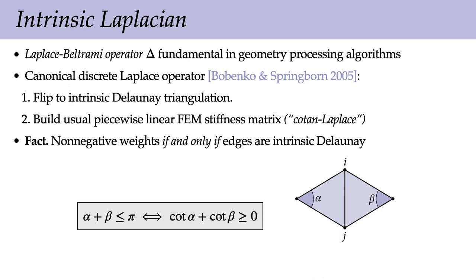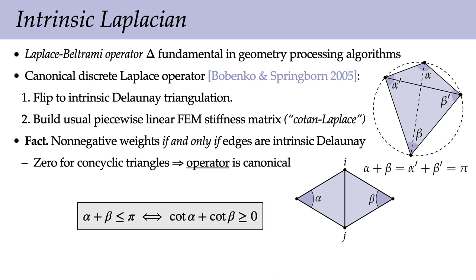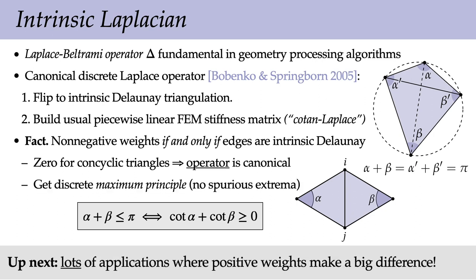An important fact is that we have non-negative cotan weights if and only if the edges satisfy this intrinsic Delaunay condition. Now, it turns out that even if we have one of these concyclic pairs, even if the Delaunay triangulation isn't unique, we still get a unique Laplace operator because in either case, the edge weight is zero. More importantly, we get a discrete maximum principle from this Laplacian, meaning if we are trying to interpolate data on the boundary, the interpolated values are always within the range of the given values. And that turns out to be really, really important for a lot of applications that are coming up next.